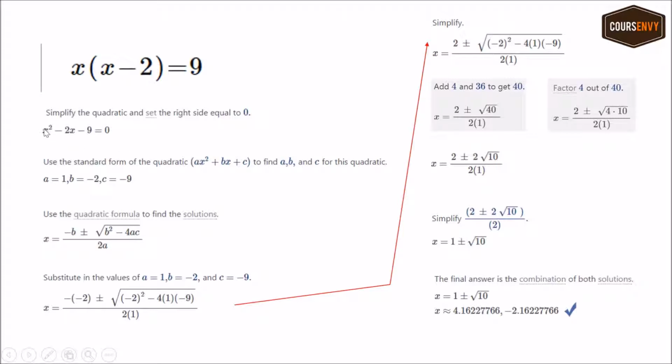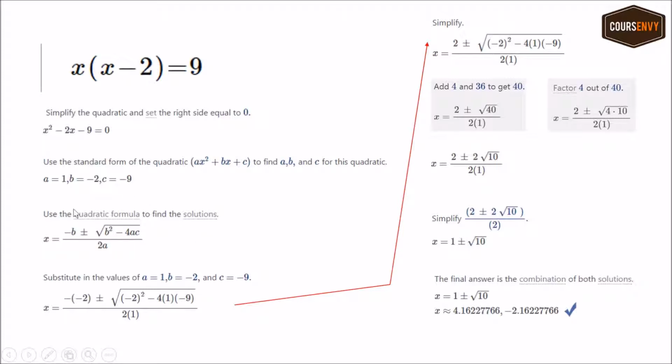Now let's identify variables. There's nothing in front of the x squared, so that equals 1. 1 times x squared is x squared. A equals 1. B equals -2. And in the standard form, it's plus bx, so we pull that negative with it, -2. C is the number that's alone, -9. So c equals -9.